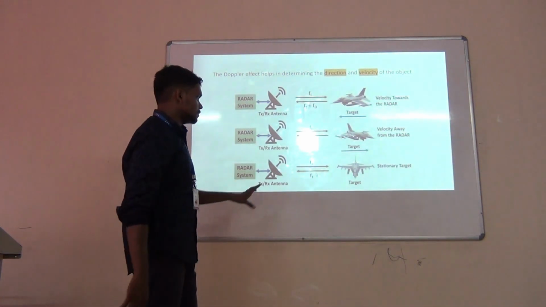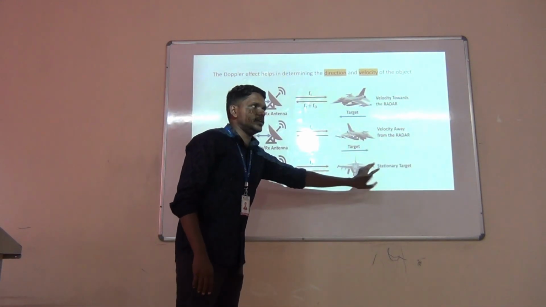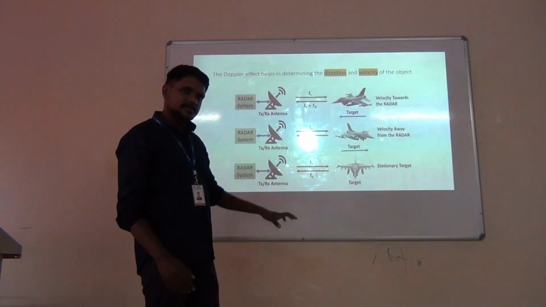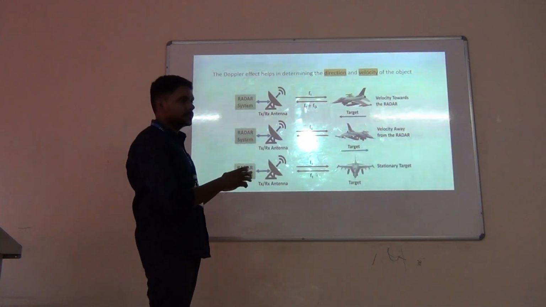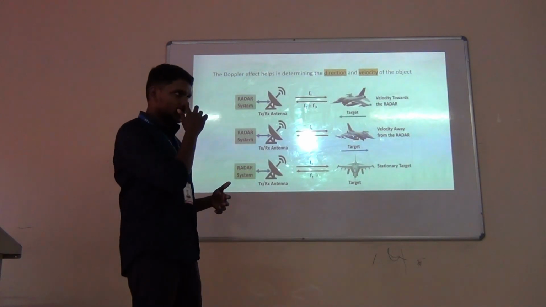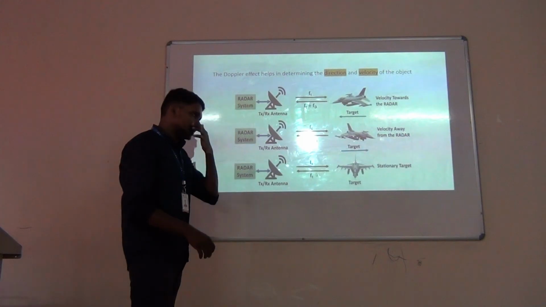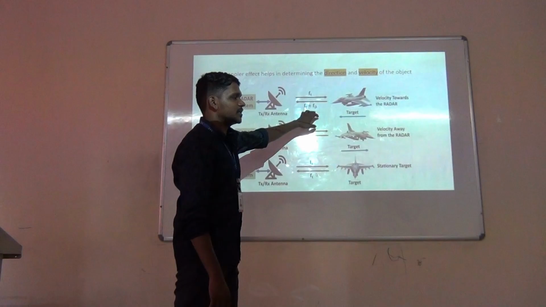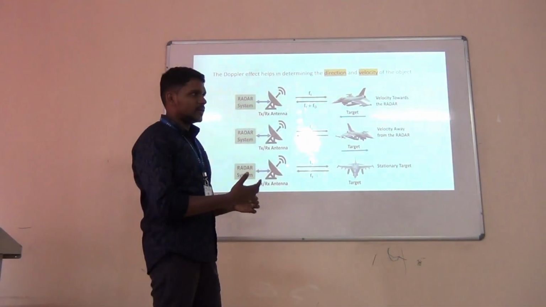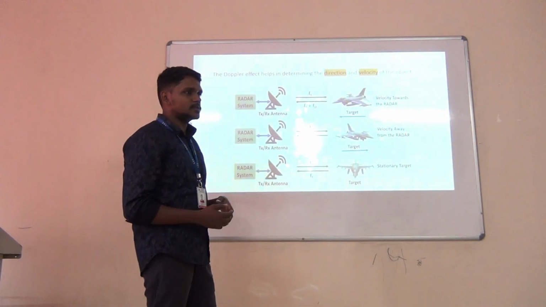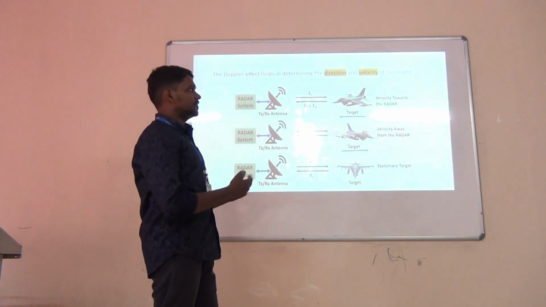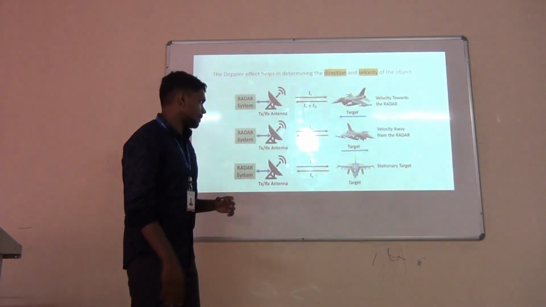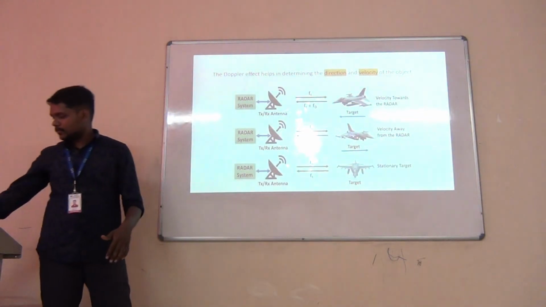Similarly, if the target is stationary, then the transmitter frequency and receiver frequency will be the same. This is the basic principle of radar, and how the Doppler effect impacts the received frequency, like Ft plus Fd, Ft minus Fd. So we have seen how direction also impacts the receiving frequency. With that, we are able to find the distance and velocity. We will now go through the formula.